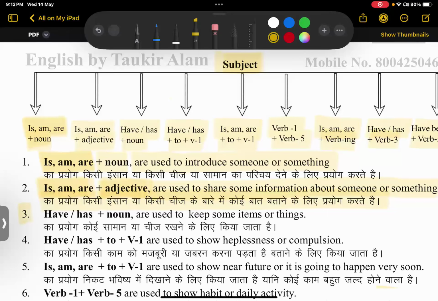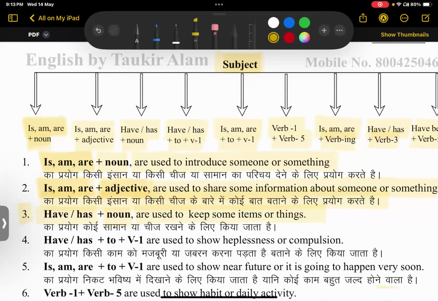After the subject, if you speak have or has plus noun, this means it is used to talk about keeping some items or things. If you talk about a subject and have or has plus noun, someone is talking about keeping some items or things. For example, I have a laptop. I have a laptop means what? I am talking about how I keep this item.